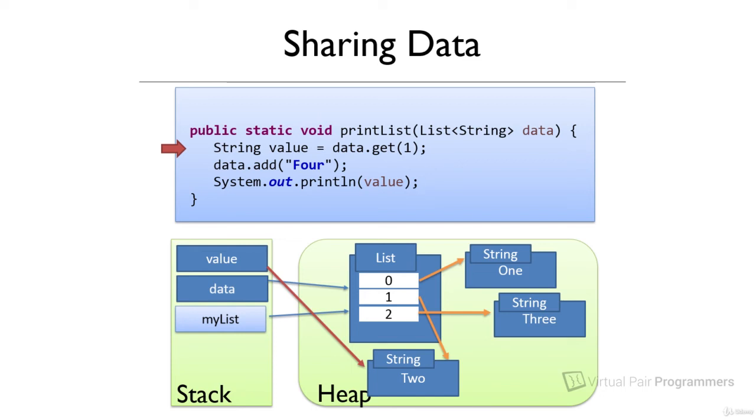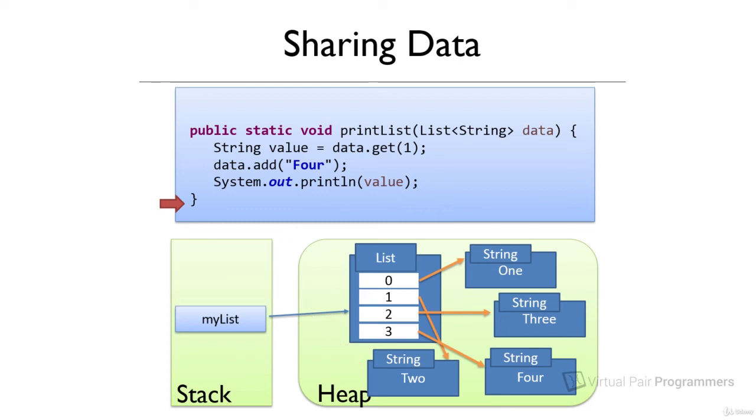The next line of code is going to create another object on the heap, and I hope that will be quite straightforward. It'll create another object which will be referenced from our list. And then we return from the printList method. As we're reaching a closing bracket, this means that the value and the data variables that were created within this method are going to be popped off the stack. So some of the references are also going to be lost. And also the myList variable is now going to be back in scope.